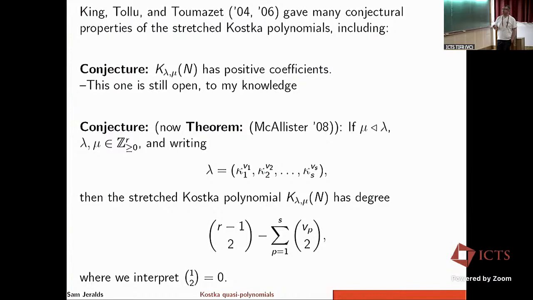R is just the length of these partitions. The number of parts. Yeah. Okay.